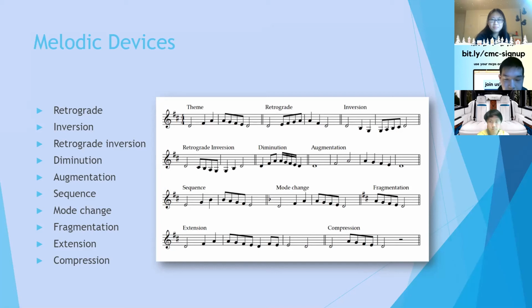Fragmentation is the division of a musical idea into segments. So in this case, we just take the little part from the end. Extension is when you lengthen the motif to make it longer. So it's kind of the opposite of fragmentation. And compression is when you take out parts from the original motif.